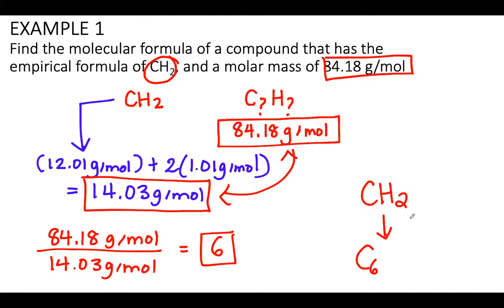Hydrogen has a subscript of 2. 2 times 6 is 12. So C6H12. This is the molecular formula of this compound. Now, if you wanted to check to see if this is correct, all you would have to do is find the molar mass of this compound, just make sure it's exactly the one that you're given in the question, and you know that your answer is correct.